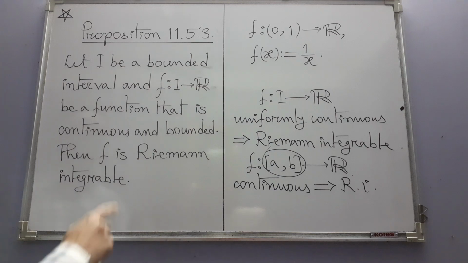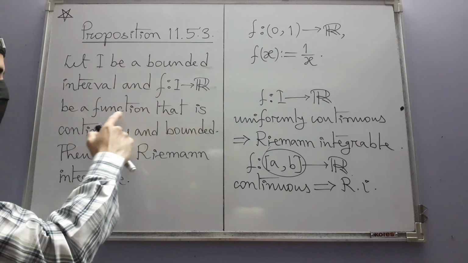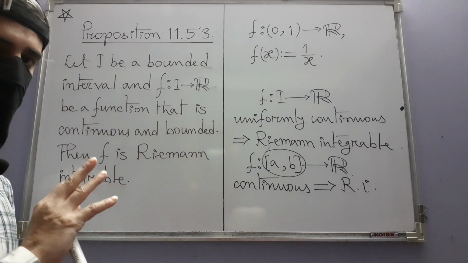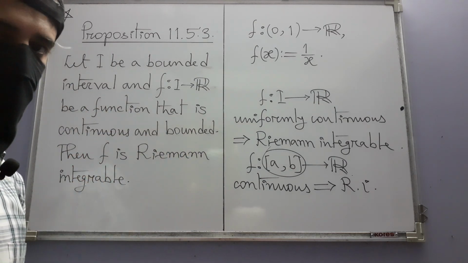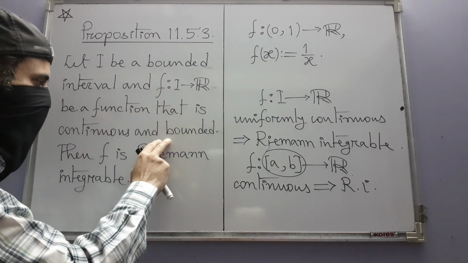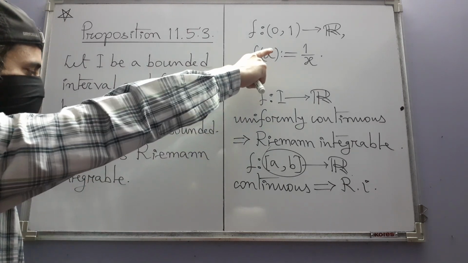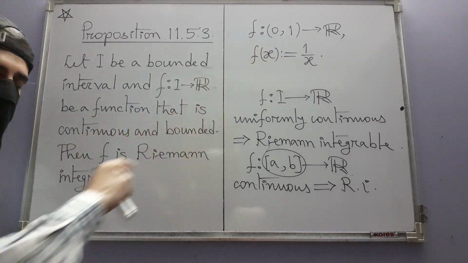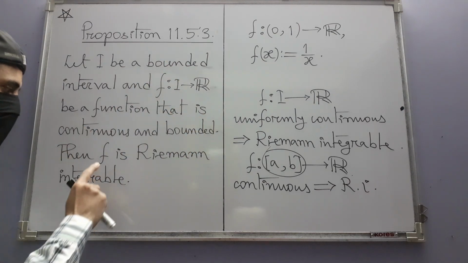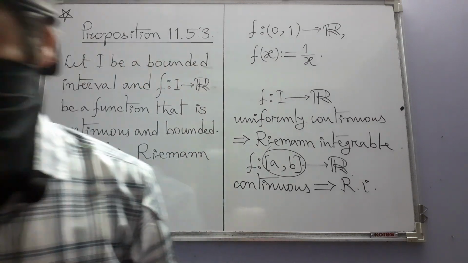So in this proposition, I is a bounded interval and f from I to R is a function that is continuous and bounded. We are no longer talking about uniform continuity or anything. We have ordinary continuity of the function f, but we also have boundedness. So that function doesn't come under this condition, because that is continuous but not bounded. Then f is still Riemann integrable. So let's see how we can prove this.